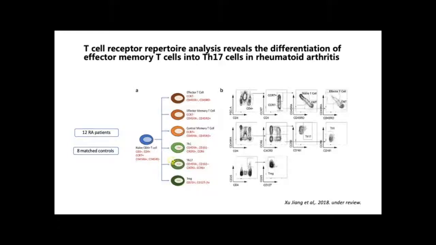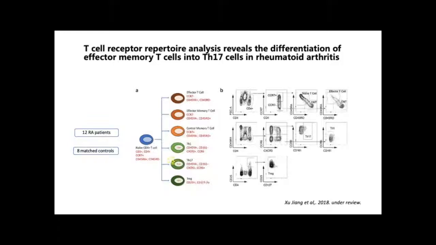From T cell receptors, firstly, we also did some etiology or pathology analysis looking at rheumatoid arthritis. This is a study generated from a very small scale of samples: 12 RA patients and 8 matched controls. For each patient or control, we sorted the different cell types by cytometry: naive, memory, Tregs, effector memory, and also Th17. In total, there are 8 different types of CD4 T cells extracted from the peripheral blood.